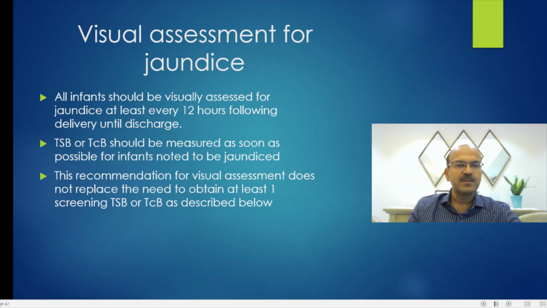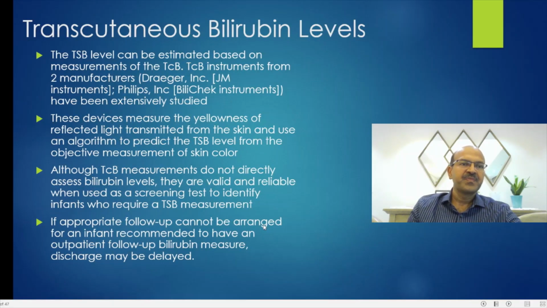So there are some unpredicted rise in bilirubin, and we should be able to pick them up by looking at them with every care, for example. So it should be clear that this visual assessment is an addition and it doesn't replace the need to obtain at least one screening TCB or TSB as described in the next protocol.